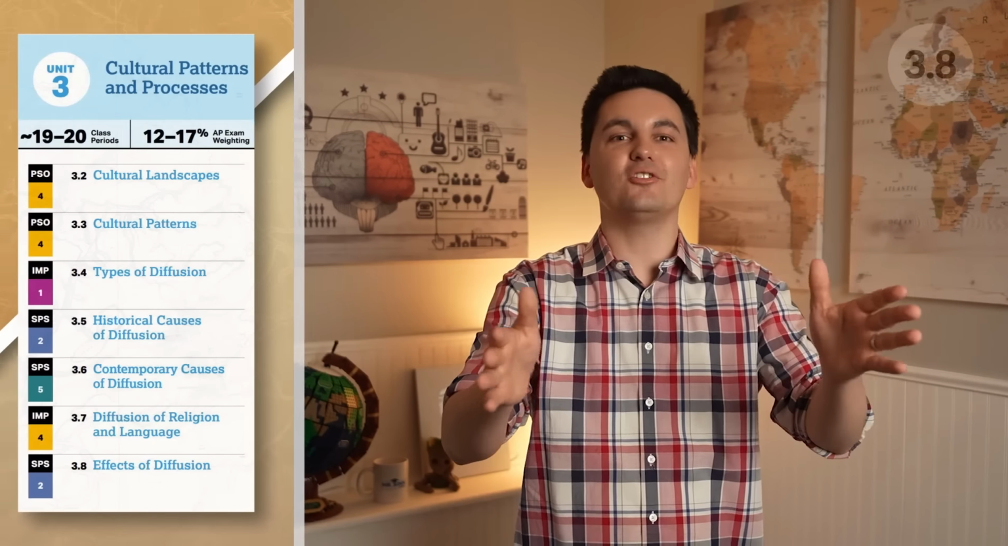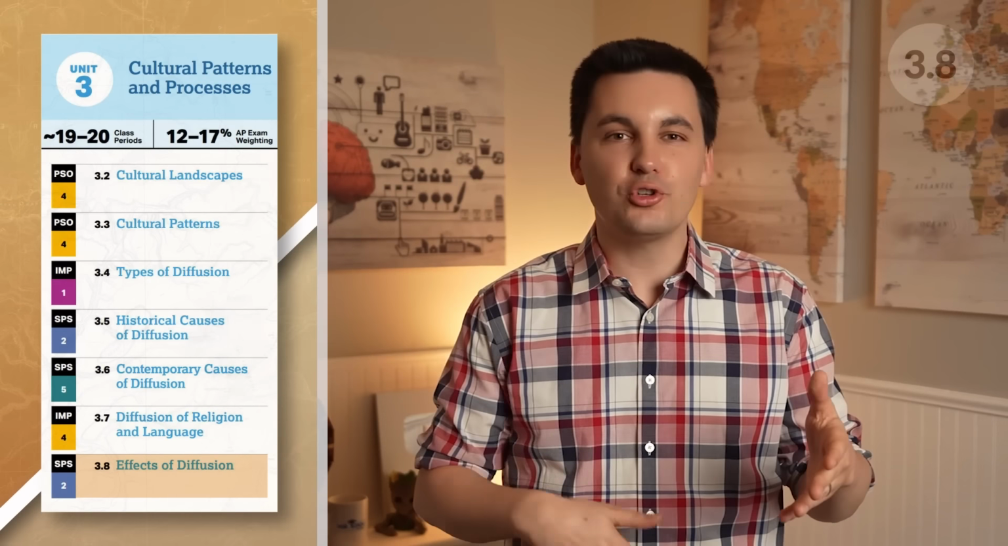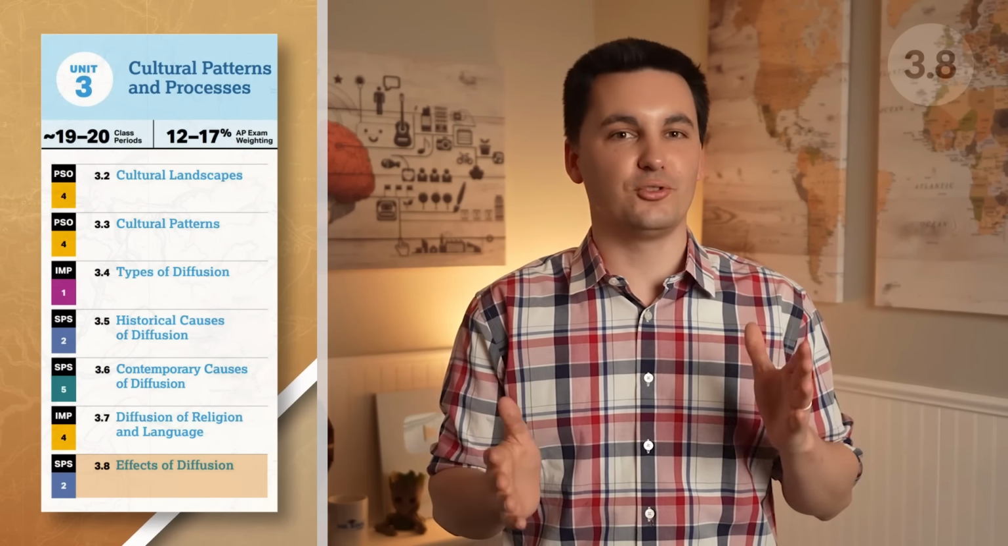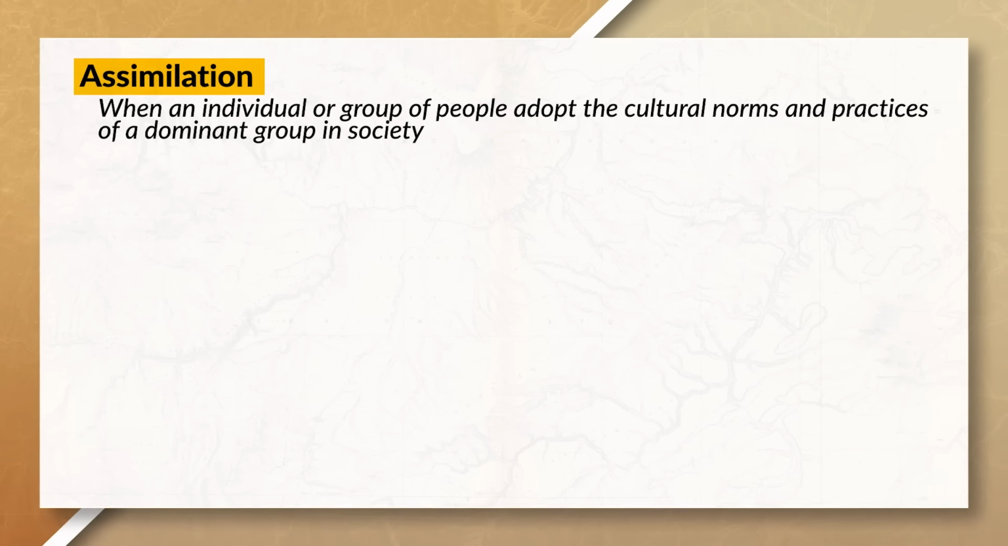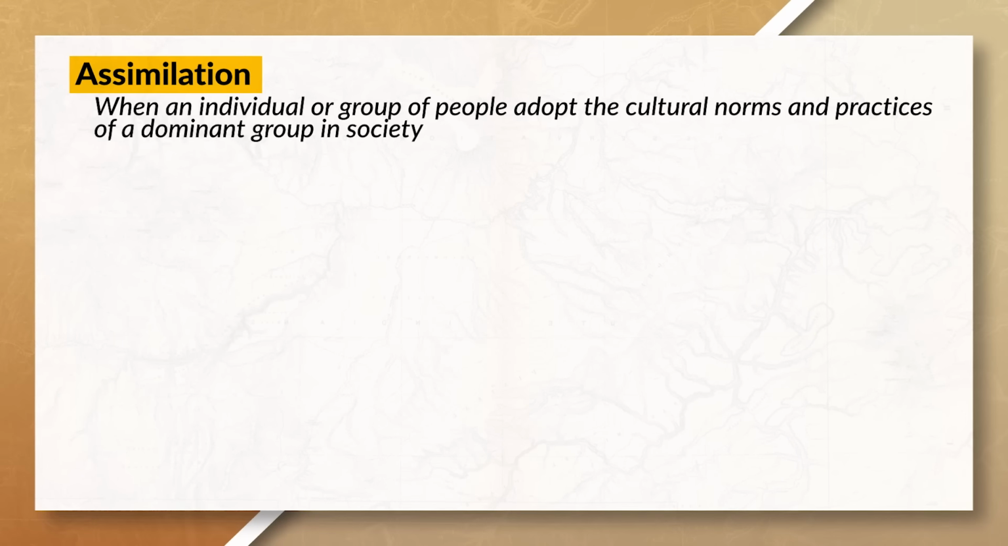All right, we have made it to the final part of Unit 3, which is all about the effects of diffusion. When cultures and peoples from different regions or backgrounds interact, we can usually observe a few different outcomes. We could see assimilation occur, which is when an individual or group of people adopt the cultural norms and practices of a dominant group in society. Unfortunately, this may occur at the expense of their own cultural identity. As a result, the minority culture often adopts the dominant culture, leading to the loss of their original culture.